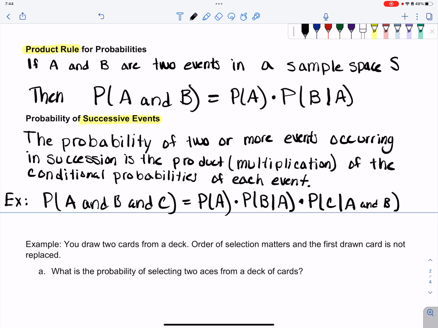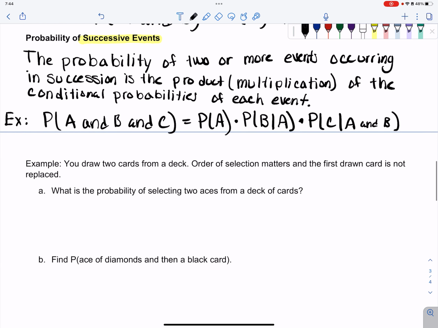Okay, so now let's work through two examples with this. We have a deck of cards, and we're drawing two cards from our deck. The order of the selection matters, and the first card drawn is not replaced into the deck. We first want to find the probability of selecting two aces from our deck of cards. So this means we are essentially trying to figure out our probability of getting an ace and then getting another ace.